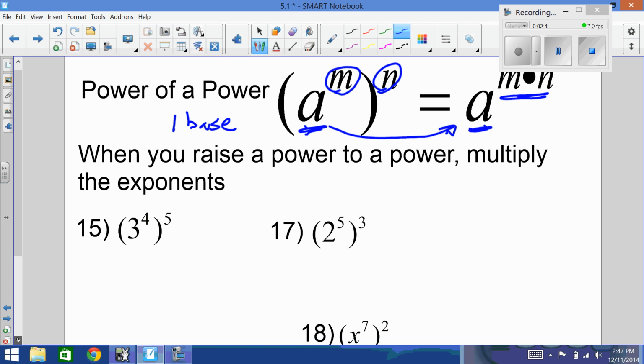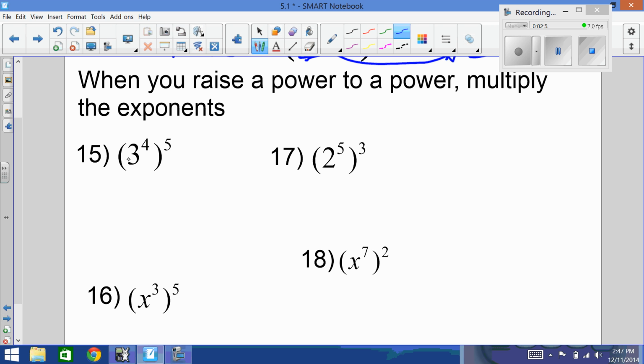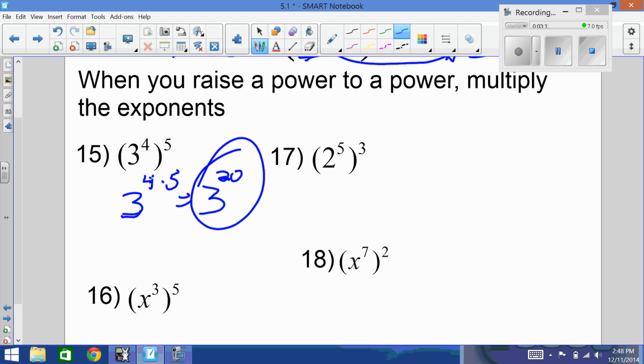Okay, so let's take a look here. The base is 3, so we keep 3. So I have 4, parenthesis, 5, 2 exponents. So that means I multiply. So I'm going to do 4 times 5. So that's 3 to the 20th. Same thing here. I got one base, exponent, parenthesis, exponents. That means I keep the base, multiply the exponents. So I get x to the 15th.